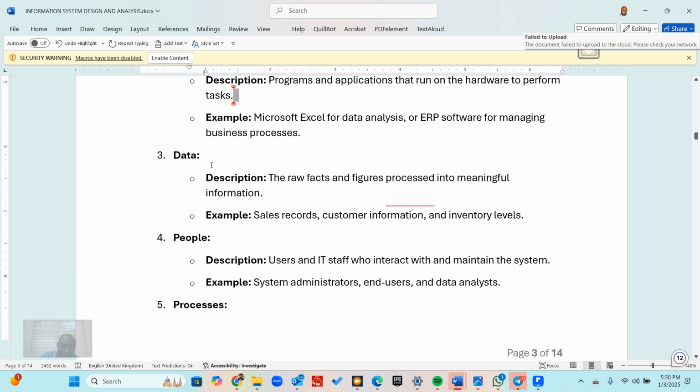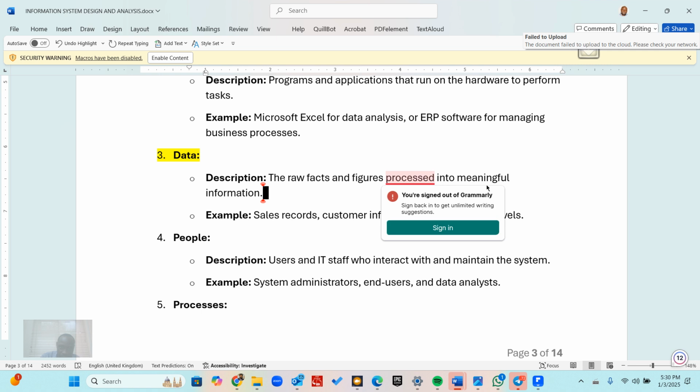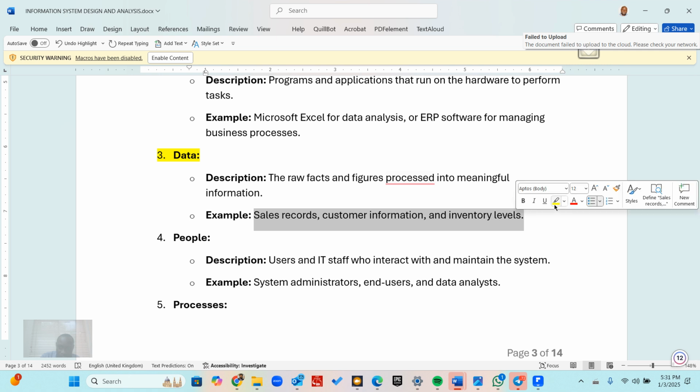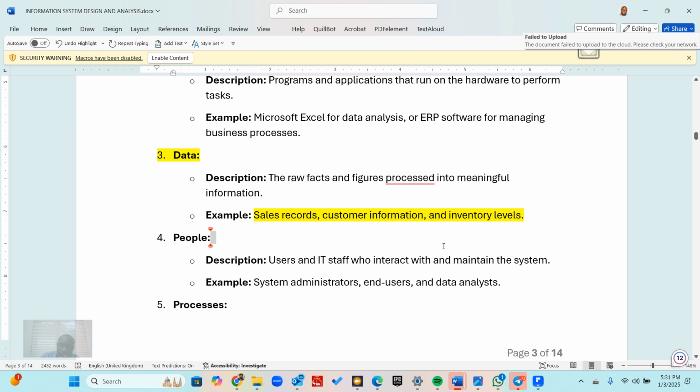We have data. Data is raw facts and figures processed into meaningful information. So we talked about sales records. When you process them, they become very meaningful information about the volume of sales, level of sales, customer information, inventory, and most sold products. This came from the sales record when the data has been processed into meaningful information.